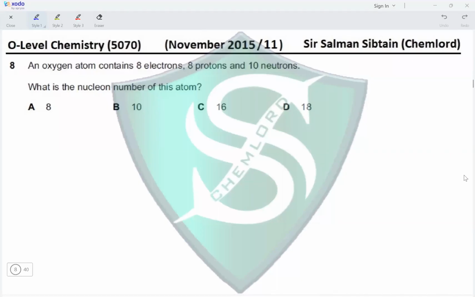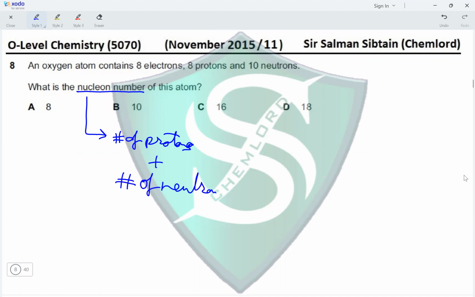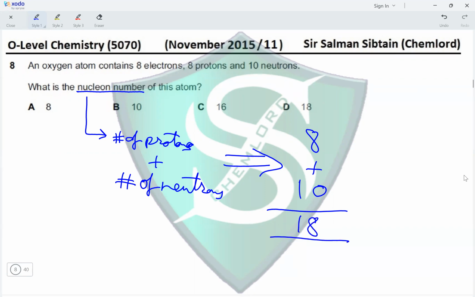Question 8. An oxygen atom contains 8 electrons, 8 protons, and 10 neutrons. What is the nucleon number of this atom? So, the nucleon number is basically the number of protons and number of neutrons added together. So, this results in number of protons being 8 and number of neutrons being 10, giving us a nucleon number of 18. Therefore, the correct option for this question is option D.